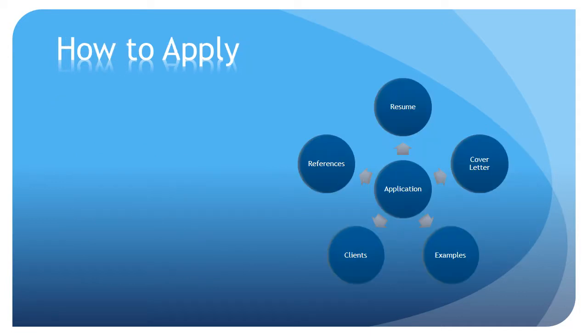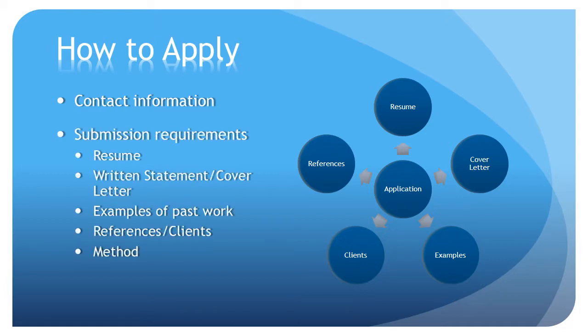Finally, the position announcement should include information on how to apply for the position, including contact information for those who have questions. Of course, you will want their CV or resume, some kind of written statement or cover letter that might include a discussion of their overall approach to evaluation. You may also want to ask for examples of previous work or templates that they use. It's also a good idea to get a list of references or have the applicant provide letters of recommendation.